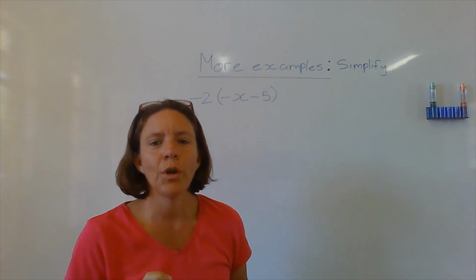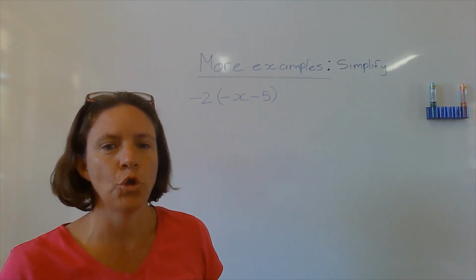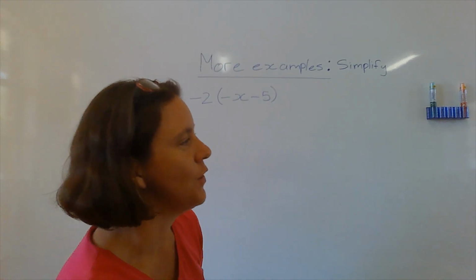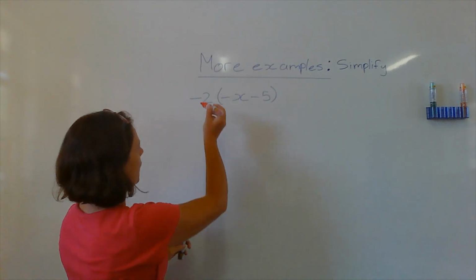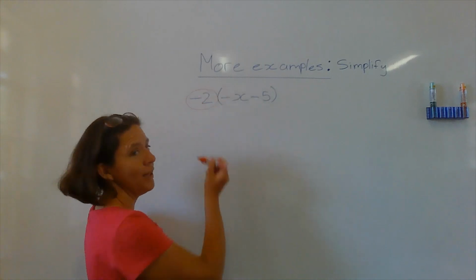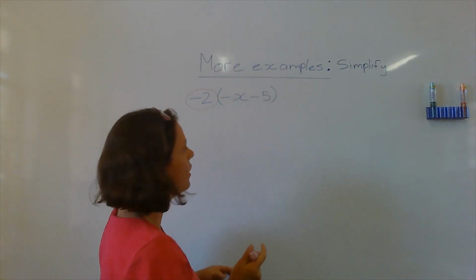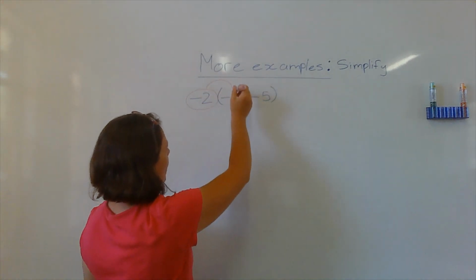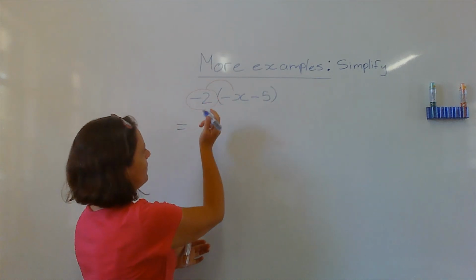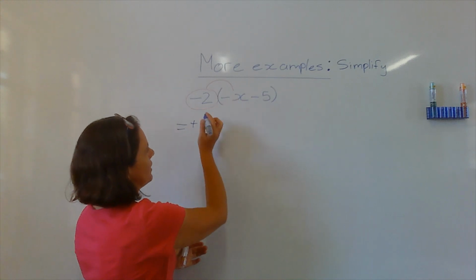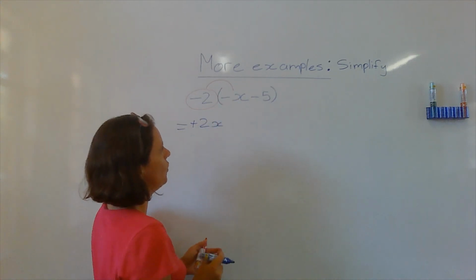Hello grade 8s, we're going to look at a few more examples to do with distributing a negative today. So yesterday you had something along these lines, so you know that we are distributing -2. So I take my -2 and I multiply it with -x. So I multiply my signs, negative times a negative is a positive, 2 times x is 2x.